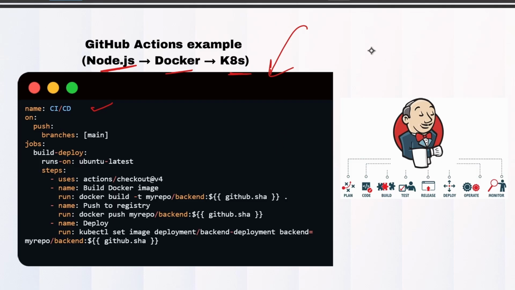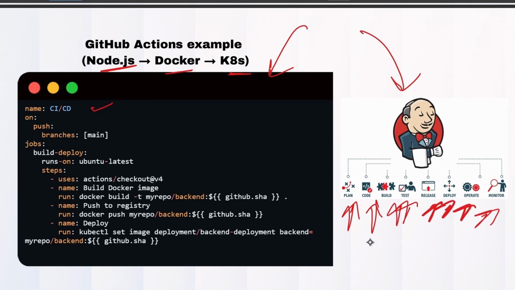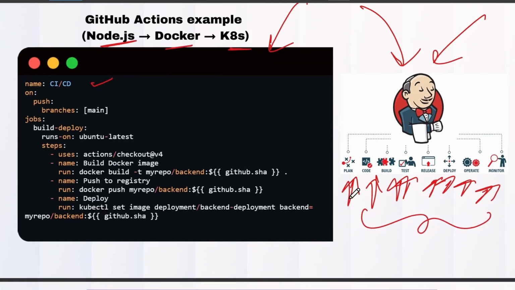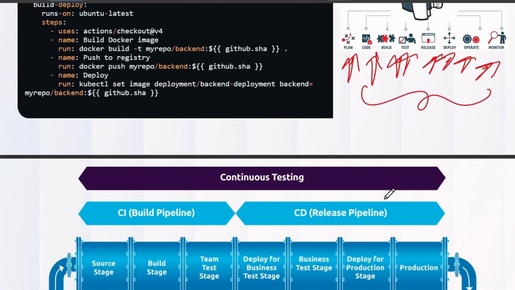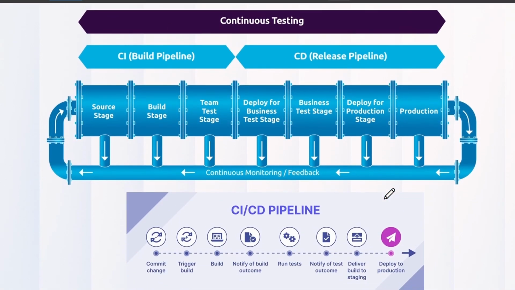Majority of the time for CI/CD pipelines, you are going to use Jenkins. If you want to plan, code, build, test, release, deploy, operate, and monitor your code base after pushing to GitHub, then you can use the Jenkins tool. It's one of the very important tools to run CI/CD pipelines. You can also understand what continuous testing is. CI means continuous integration, CD means continuous deployment.